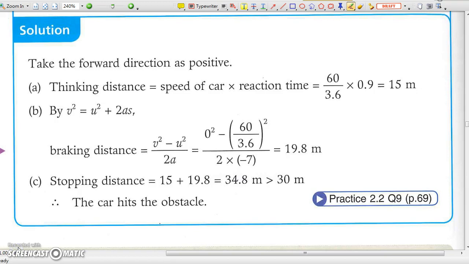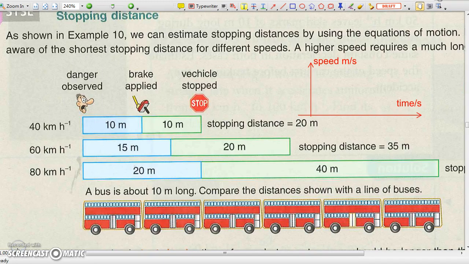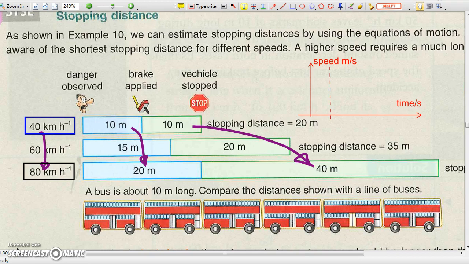You should note that the thinking distance is directly proportional to the initial speed, but the braking distance is directly proportional to the square of initial speed. Therefore, when the initial speed doubles, the thinking distance will double, but the braking distance increases by 4 times.